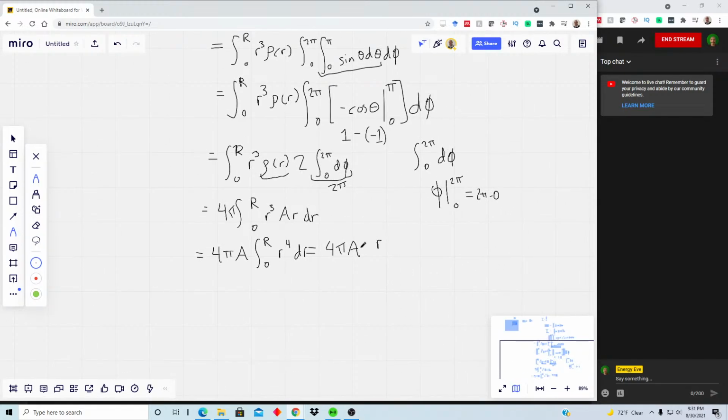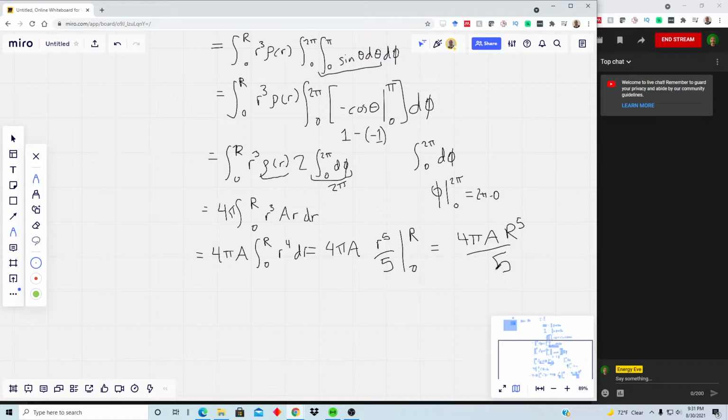and then the integral of r to the 4 is r to the 5 divided by 5. And we evaluate from 0 to R. This is now equal to 4 pi a big R to the 5th power divided by 5.